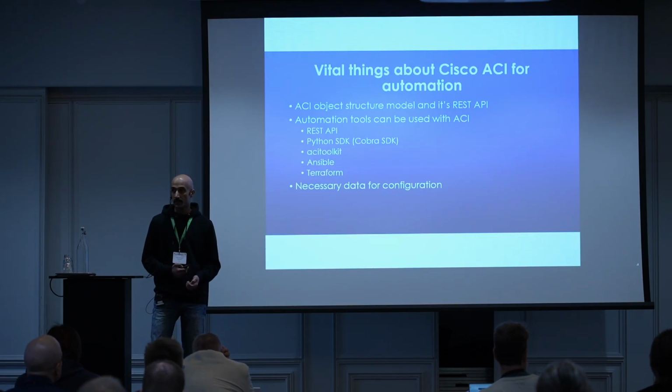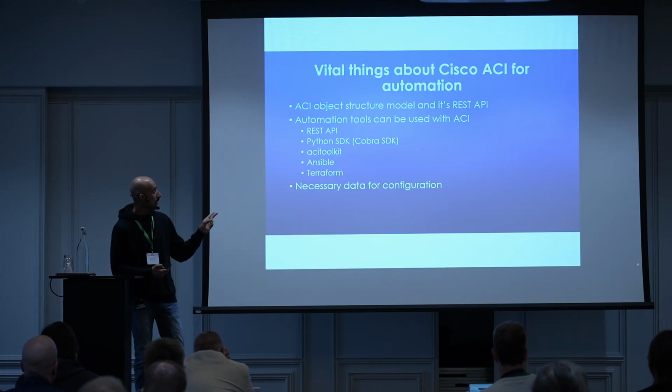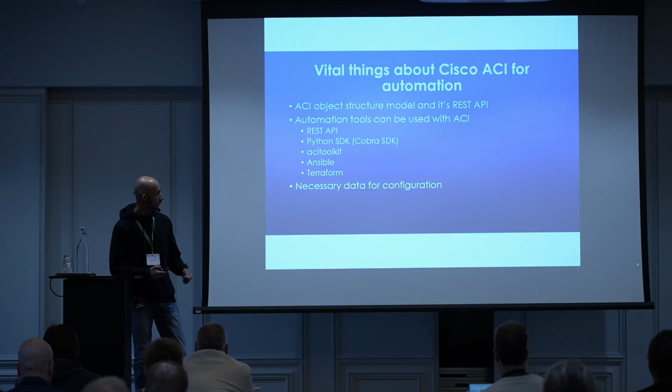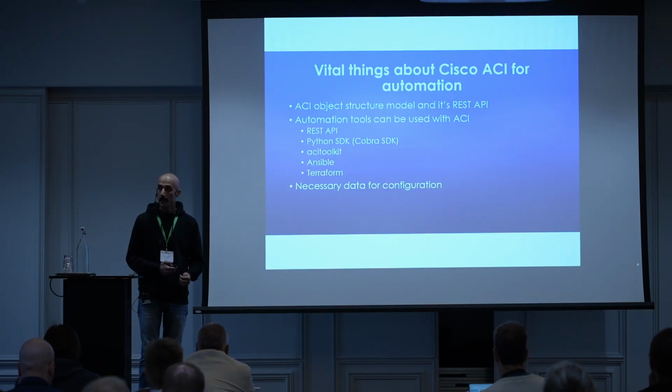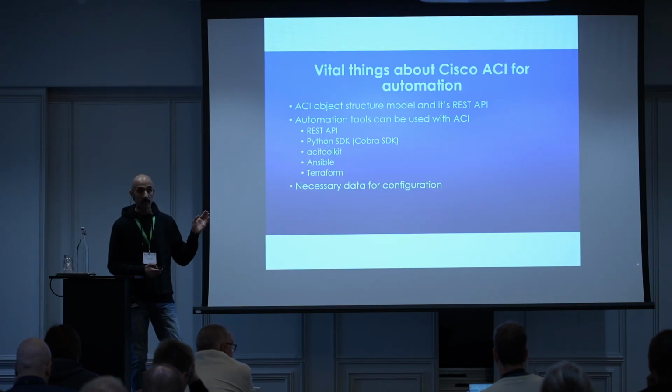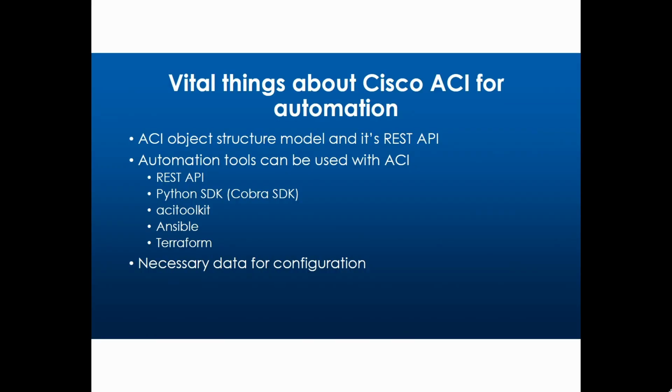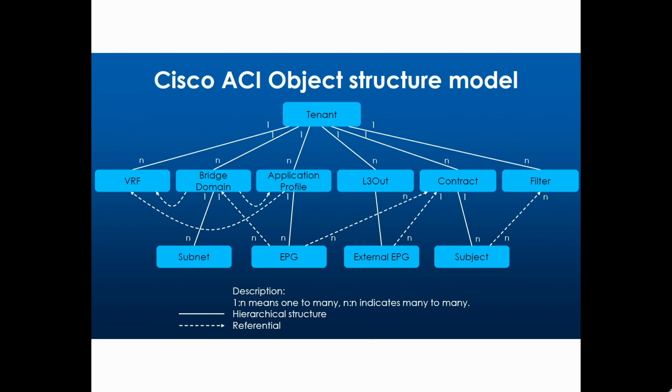Another important thing is we should learn about the object structure of ACI, which is a hierarchical design. I will show you later in another slide. But some important platforms that we can use to automate ACI are, for example, Python SDK, ACI Toolkit. For example, NetBox that our friends announced previously in the second presentation, Terraform, Ansible, and etc. And also REST API.